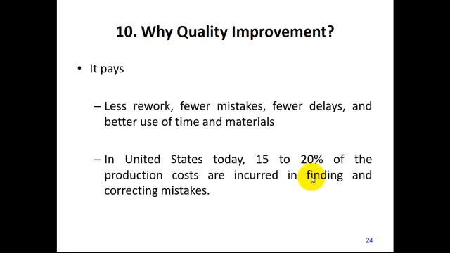It pays: less rework, fewer mistakes, fewer delays, and better use of time and materials. In the United States today, 15 to 20% of the production costs are incurred in finding and correcting mistakes. But they are doing it to improve the quality of the product, and that is very necessary.